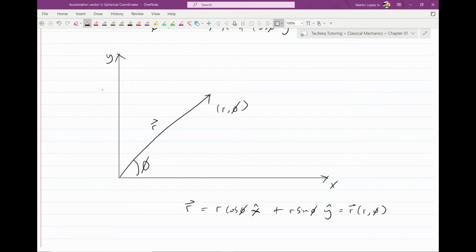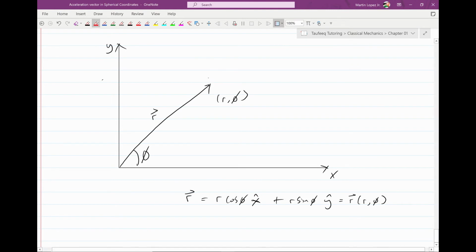Okay. Now, what would happen if you change r? Let's say that we had a bigger magnitude of the vector, right? So let's say that we have another vector r, but this one is a function of r prime and phi.